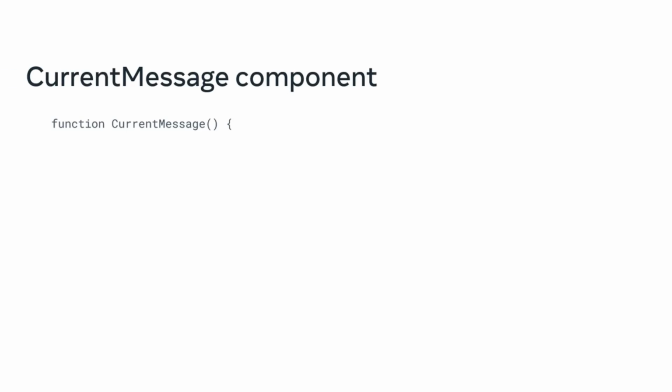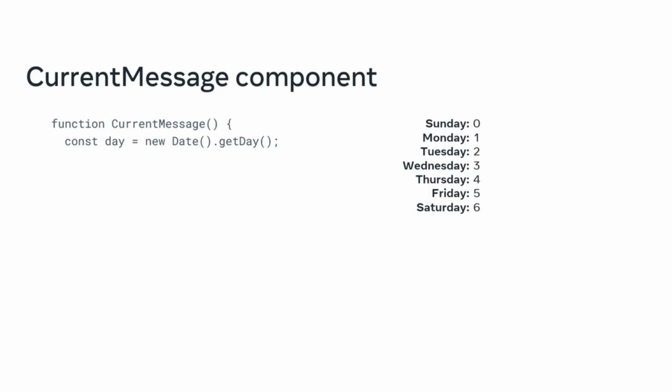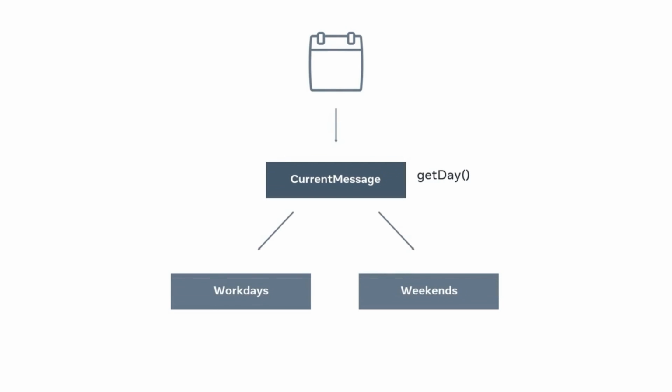But in this video, you'll focus on using the ternary operator to write simplified if-else conditions. You start by creating a component called currentMessage. This component uses the built-in date function in JavaScript along with the getDay method to store the day of the week as a number, where 0 represents Sunday and 6 the following Saturday. Next, you create the two components that each hold one of the messages to be displayed. Let's name these components workdays and weekends. The currentMessage component needs to render the appropriate component based on the value returned from the getDay function call. Let's set up the conditions to make that happen.